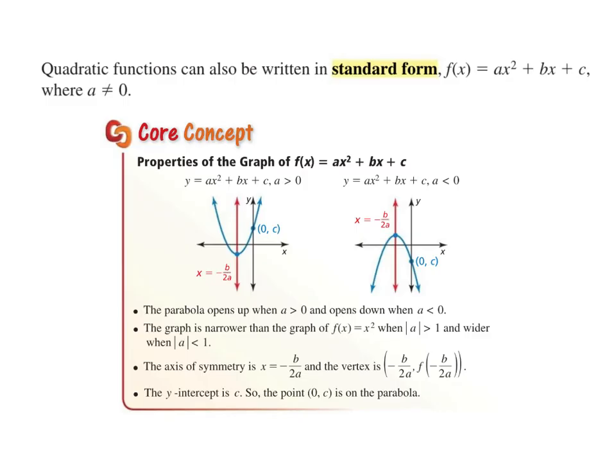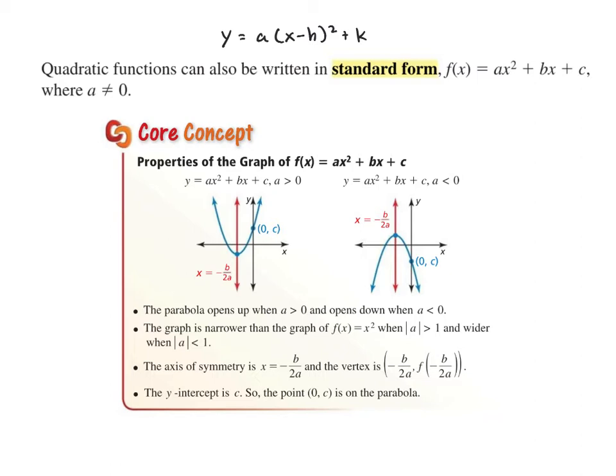All right, now we're going to talk about standard form. So we've been talking about quadratic functions. We've been talking about vertex form. Remember vertex form again: a times x minus h squared plus k. And vertex form is awesome because you can find the vertex very, very quickly. You know the direction it's going to open. You know if it's narrow or wide, whether it's stretched in the y direction or shrunk in the y direction.